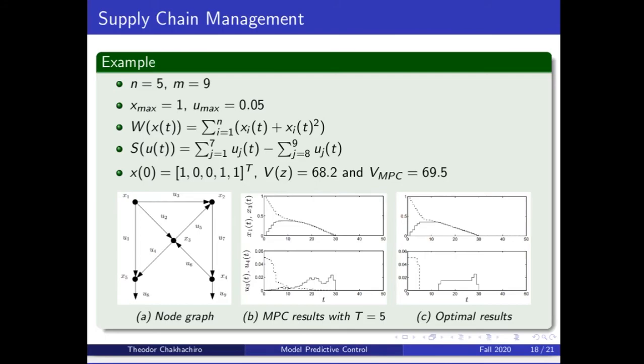Okay, here we chose n equal to 5 and m equal to 1, and these are also randomly chosen. For the storage cost function, we take it to be quadratic in x, and for the shipping cost, we take it to be the amount of water flowing in minus the amount of water flowing out. And we can see here for a control horizon of 5, we can achieve very good results. Here we saw that the cost of MPC is equal to 69.5, which is very close to the optimal solution, which is 68.2.